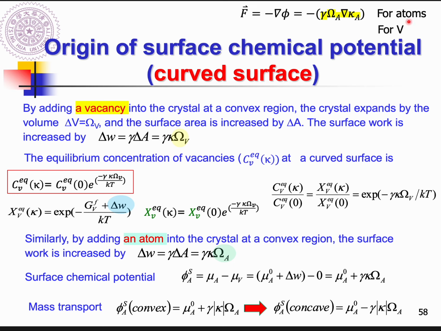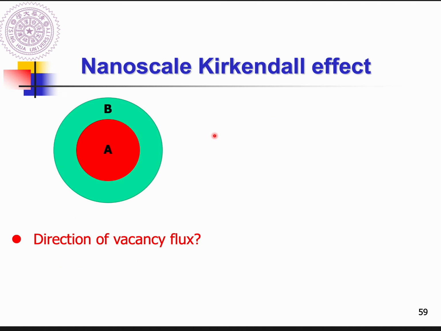But if the material we talk about is a pure metal, and you are interested in calculating the atomic flux by measuring the vacancy flux, the vacancy flux will be the same value but with the opposite sign, okay, for the vacancy. So now you know how to formulate the surface chemical potential of your atom of interest on the curved surface, whether from the atom's point of view or the vacancy point of view. Now we give you an example here.